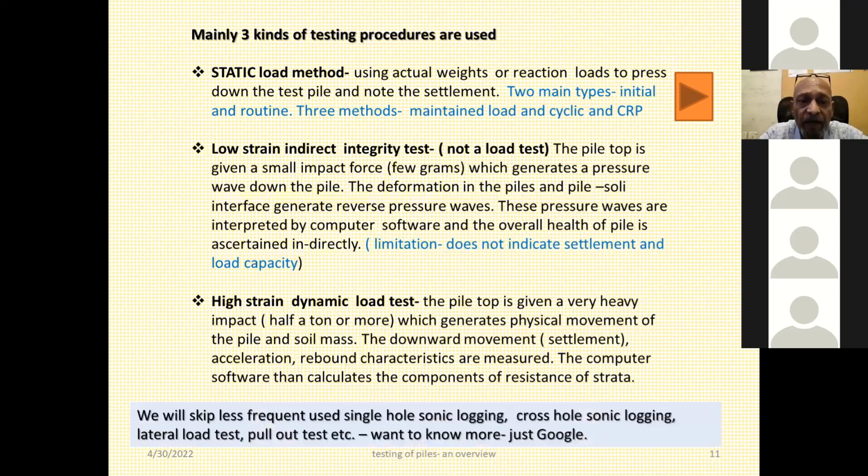We will skip other methods like sonic logging, cross hole sonic logging, lateral load test, pull out test. So there are many other tests on the piles, but which are not very common. So we'll skip that.